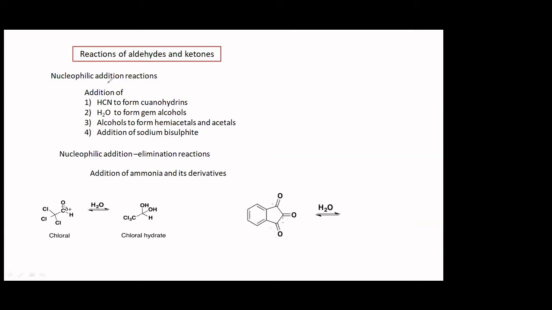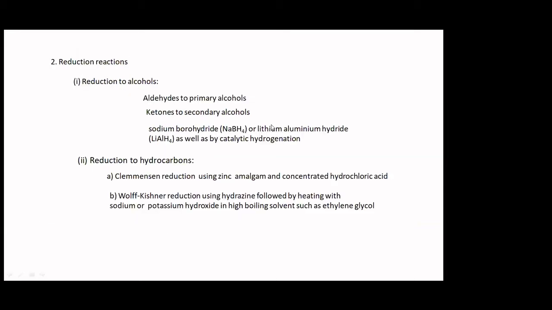Now let's see what else is there about the reactions of this. Reduction reactions, very important. Reduction to alcohols, you can use any of the famous reducing agents. Lithium aluminum hydride, sodium borohydride, any of those reducing agents will reduce aldehydes to primary alcohols and ketones to secondary alcohols. Okay, and you can even use catalytic hydrogenation, H2 with Pt or Pd, any of those can be used.